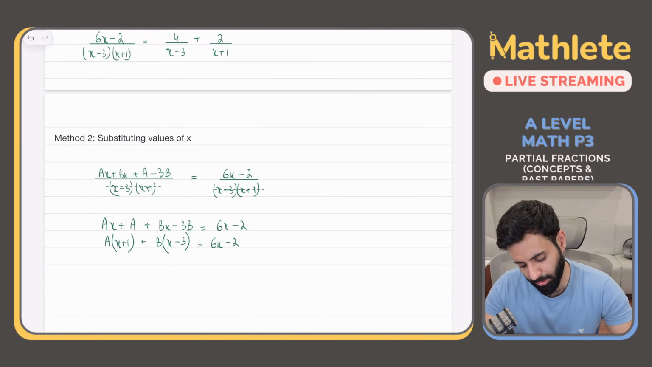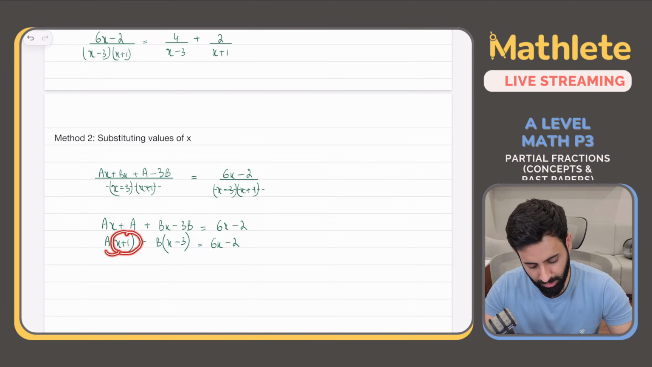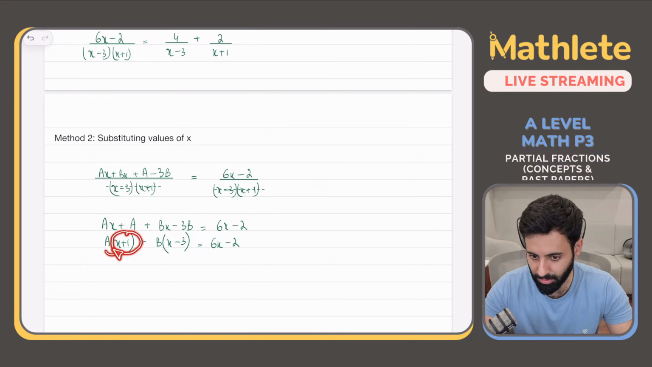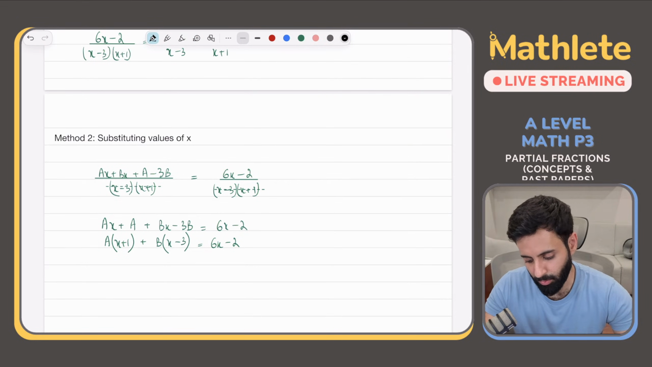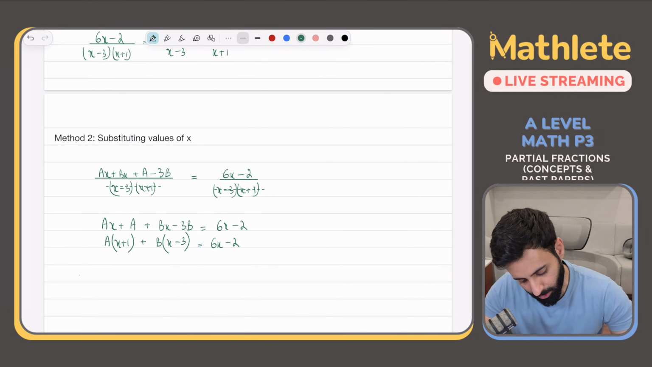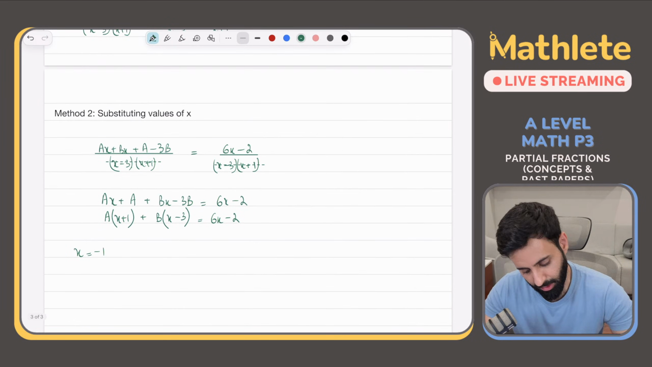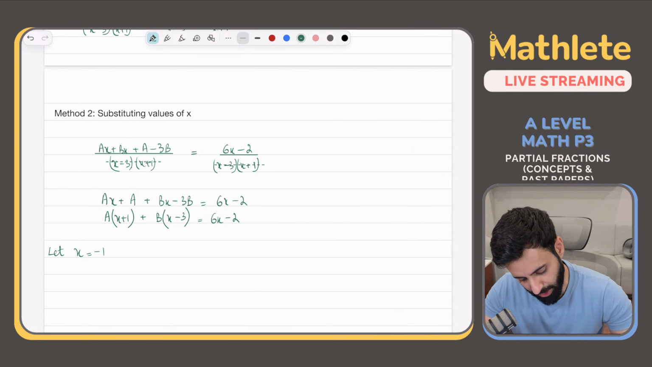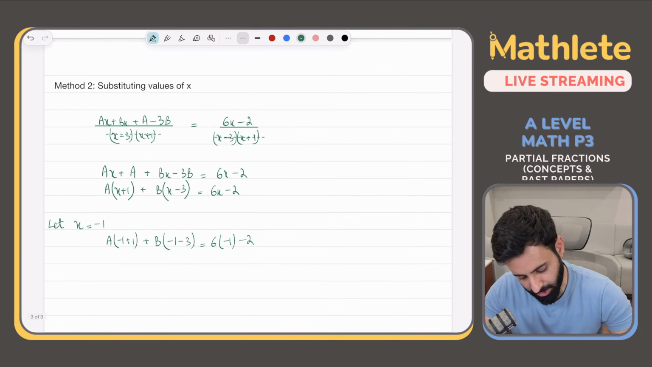Now comes the question. What should be the value of x so that x plus 1 becomes 0, so that a gets multiplied by 0? Question for you guys. What should be the value of x so that x plus 1 becomes 0? Minus 1. That is correct. So x equals minus 1. If I substitute minus 1, here's what happens. a into minus 1 plus 1. I'm doing this working in detail because this is the first question that we're solving. Later on, I will not be doing these steps. 6 into minus 1 minus 2. So we get 0 minus 4b, which is equal to minus 6 minus 2, which is minus 8. So 4b equals 8 and that means b is equal to 2.